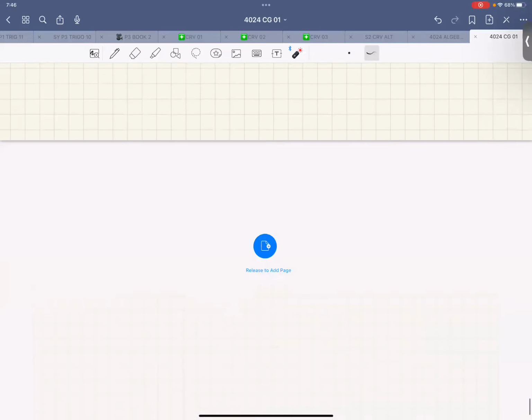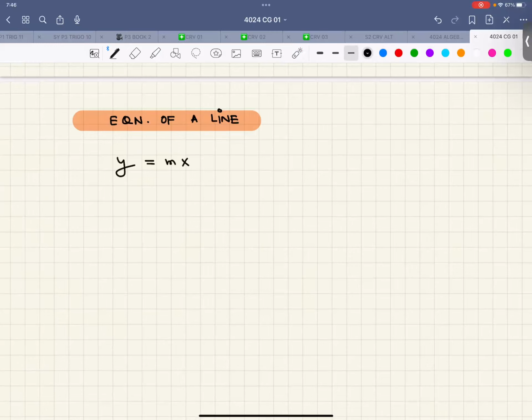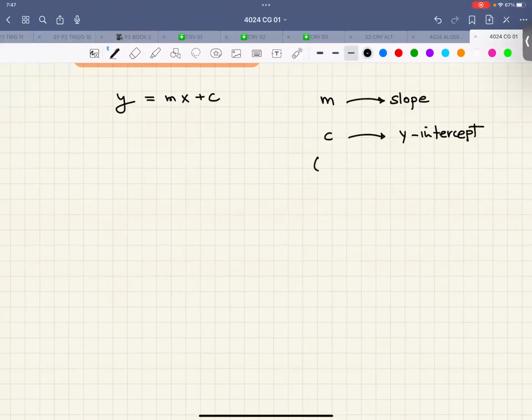Similarly, let me explain to you the concept of equation of a line. If we talk about equation of a line, we use the standard form y equals mx plus c. m stands for the slope, inclination, gradient, rise over run, and c is known as the y-intercept. Now, what is the y-intercept? The point where the line cuts the y-axis.